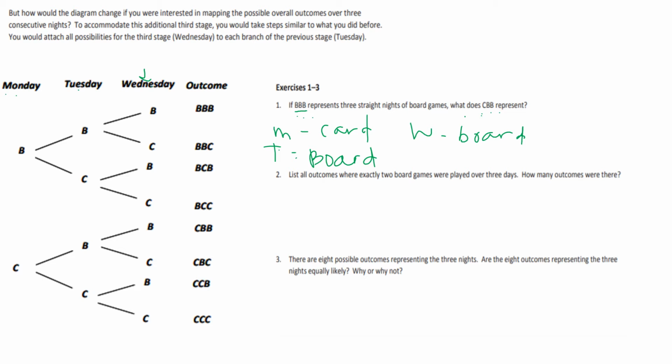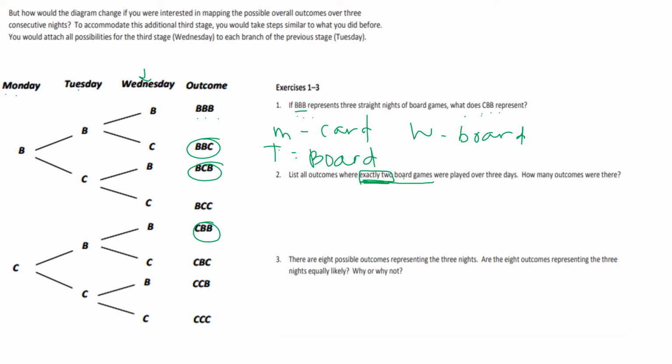It says list all outcomes where exactly 2 board games were played over 3 days. How many outcomes were there? In this one, I just said that the days matter, but the question is just saying exactly 2 board games, okay? So we have to look back to our tree diagram and see which ones have 2 Bs. It says exactly 2, right? So if I look at my first one, BBB, that's 3 Bs, we can't count it because it doesn't have exactly 2. So we have BBC, that has 2, BCB, 2 Bs, 2 Bs here, and I think that's it. Yes, those are the only ones with exactly 2 Bs.